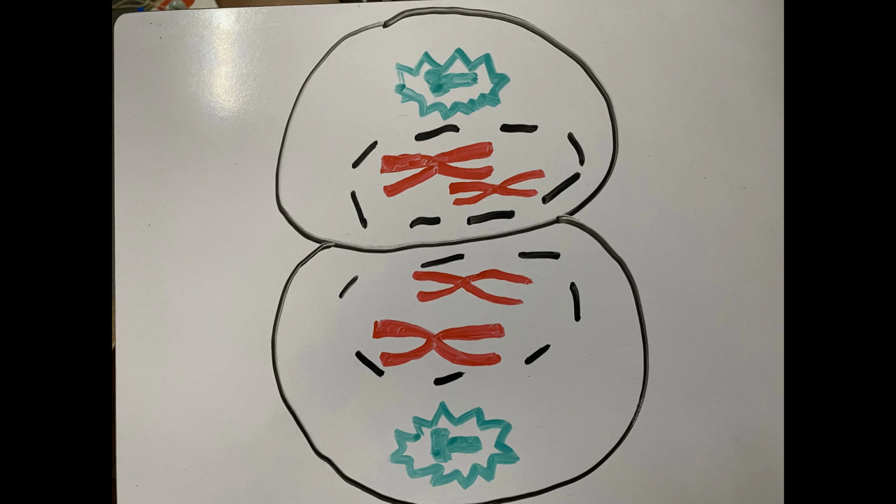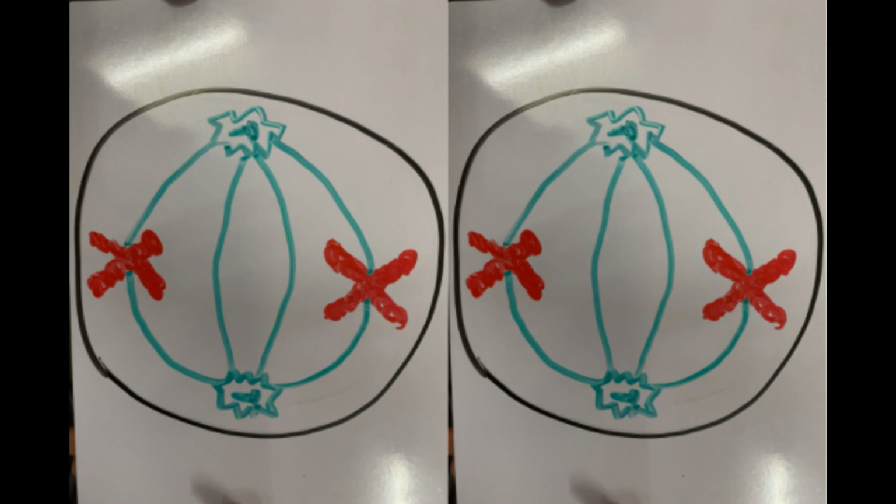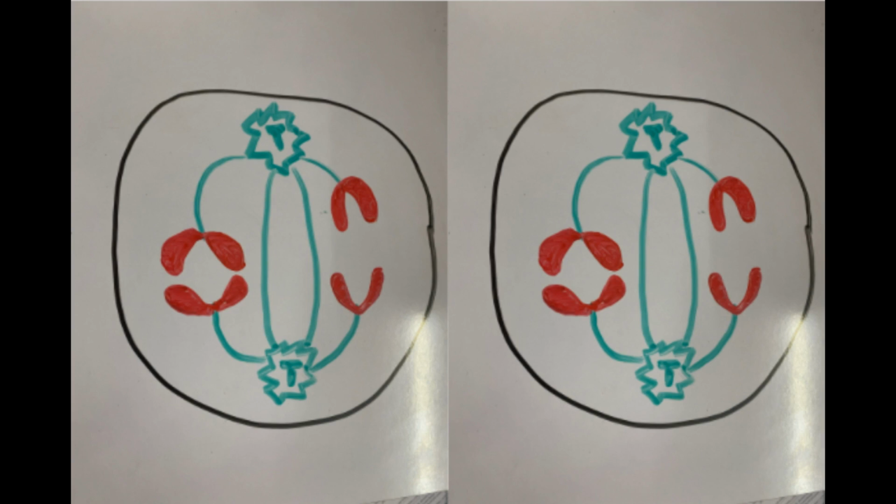Thus, after meiosis 1, each cell would have a haploid set of chromosomes, but each chromosome would still be comprised of two sister chromatids. During prophase 2, the chromosomes condense and a new set of spindle fibers forms. The chromosomes begin moving toward the equator of the cell. The spindle fibers pull the separated chromosomes toward each pole of the cell.